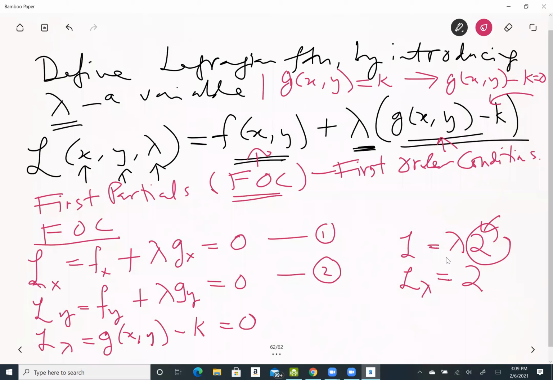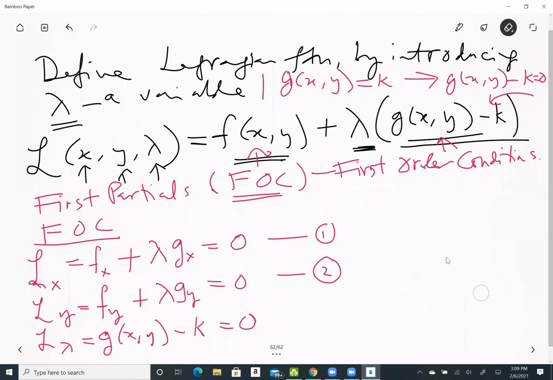And another way of doing the derivative with respect to lambda, so that we are not confused at the beginning, is to multiply that out. So you multiply the lambda right away. So you get g of xy multiplied by the lambda minus lambda multiplied by the k.